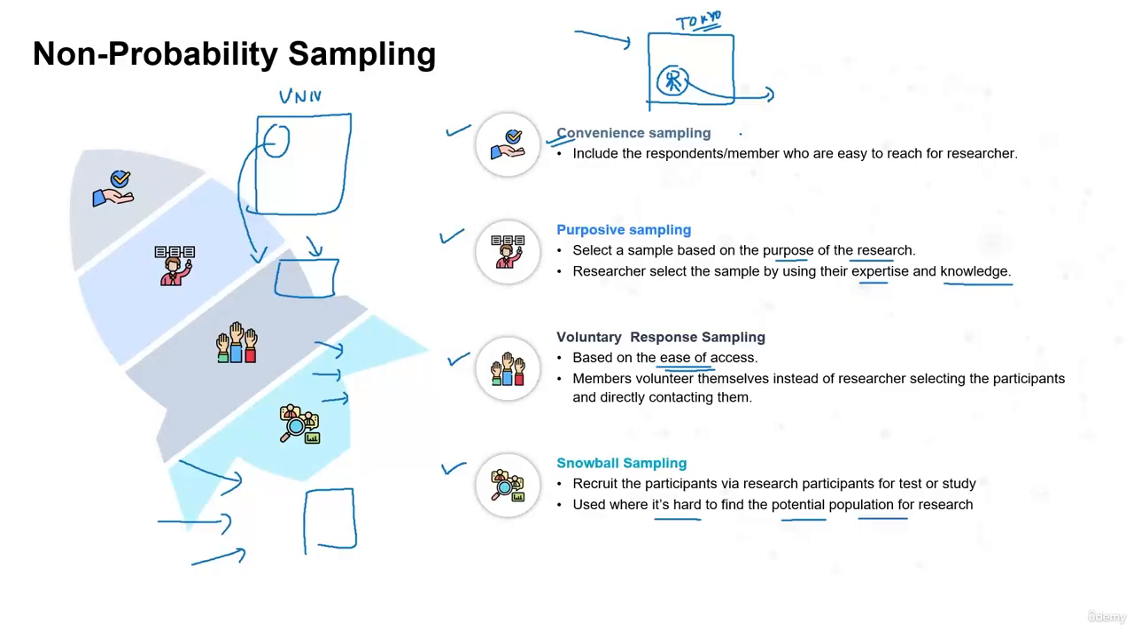That's all about the various non-probability sampling techniques with examples. I'm pretty sure that you now have a basic understanding of these topics.